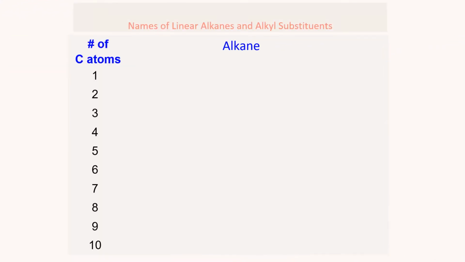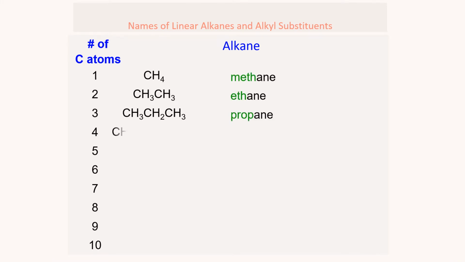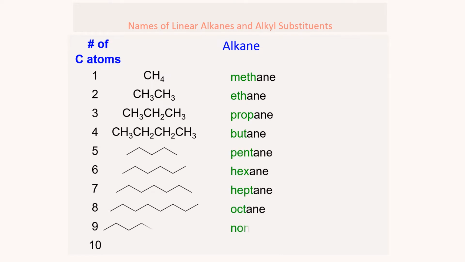Here is a list of the first 10 alkanes. Methane, ethane, propane, butane, pentane, hexane, heptane, octane, nonane, decane.